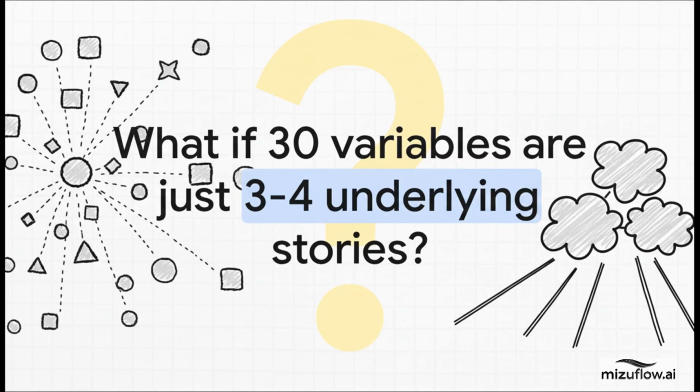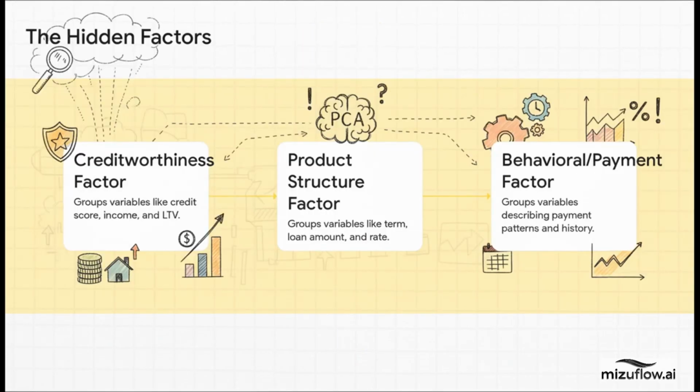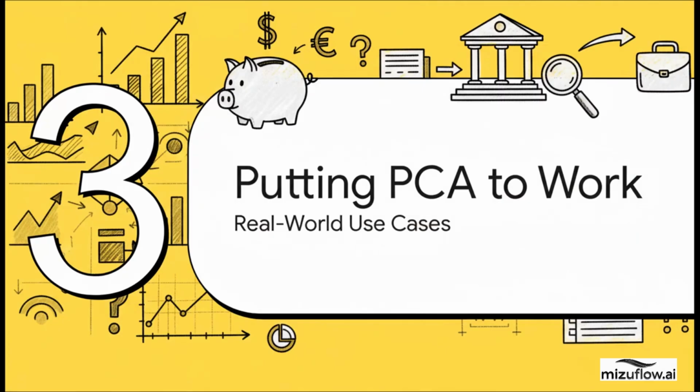And this gets us to the real magic of PCA. What if all those individual columns aren't telling 30 different stories? What if they're all just different angles of like 3 or 4 main stories? That's what PCA does. It finds those stories. So it might look at your data and say, hey, credit score, income, loan to value, that's all really just one thing, a creditworthiness factor. And maybe term, loan amount, and rate all combine into a product structure factor. And just like that, 30 confusing variables become 3 or 4 super clear business ideas. Much better, right?